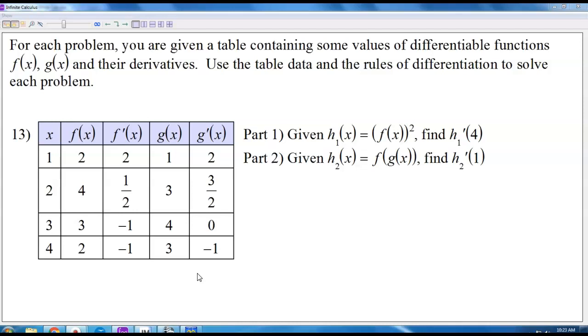Alright, so here's another. First one's easier because you don't have to worry about the f of g of, like the composite function part.